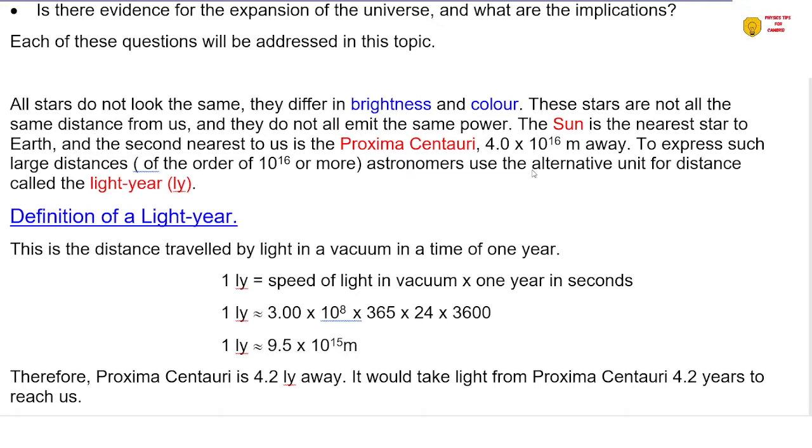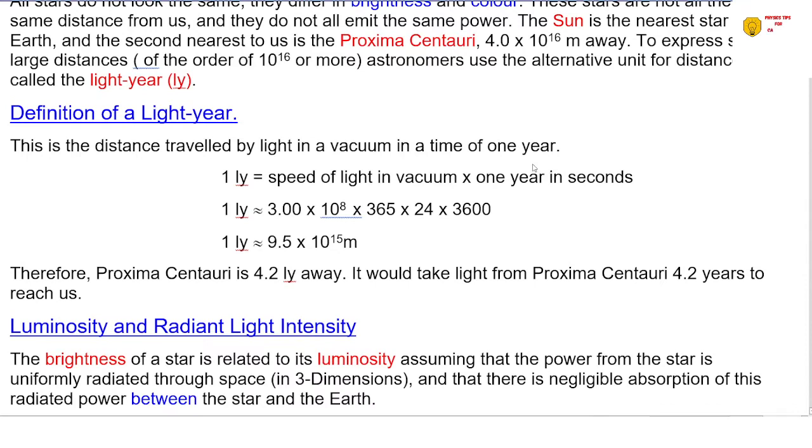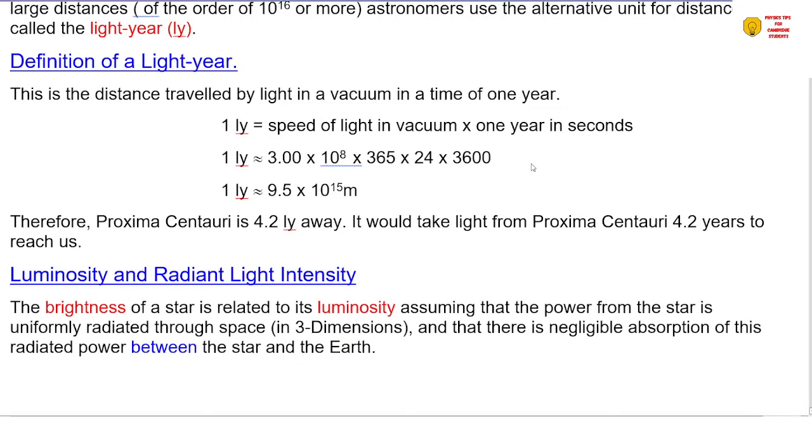Now, the light year is not in the 9702 syllabus, but it is in the IGCSE syllabus. So just to recap what you covered in the IGCSE syllabus, a light year is the distance traveled by light in a vacuum in a time of 1 year. We know that distance is equal to speed times time. So 1 light year will be equal to the speed of light in a vacuum times 1 year in seconds.